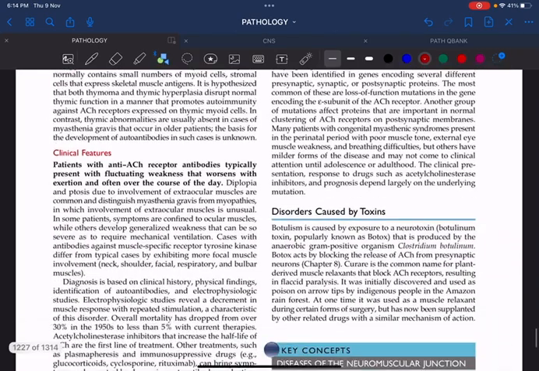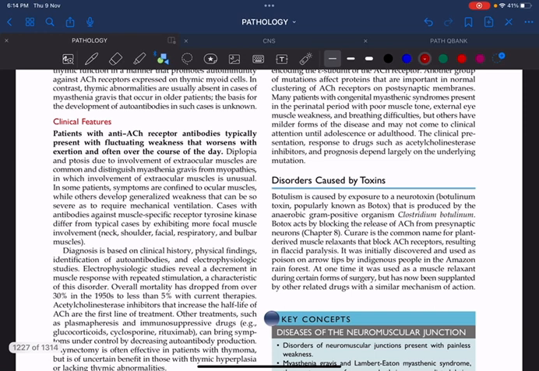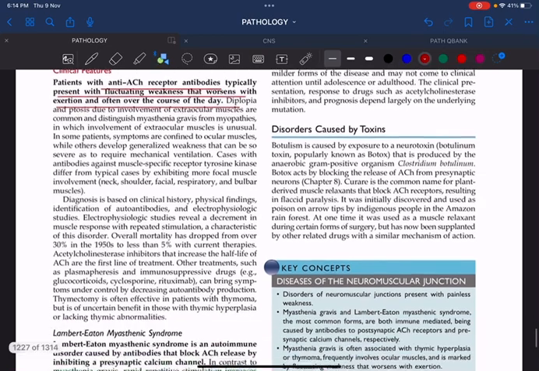Fine. Then coming to the clinical features, anti-acetylcholine receptor antibodies will typically present with fluctuating weakness that worsens with exertion and often over the course of the day. Very, very important: weakness will worsen over the day. Diplopia, ptosis, involvement of extraocular muscles. Finally, the cause of death is the failure of contraction of the respiratory muscles, so the patient will end up in mechanical ventilation.